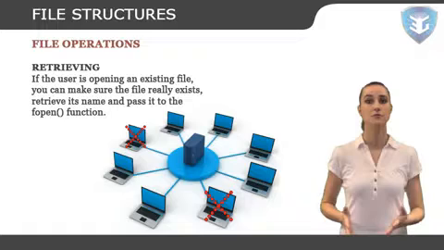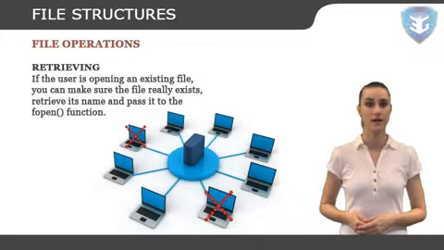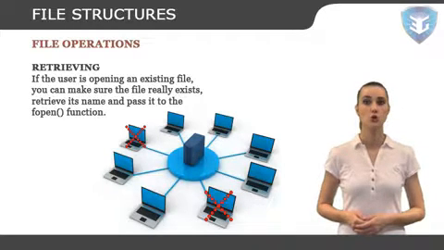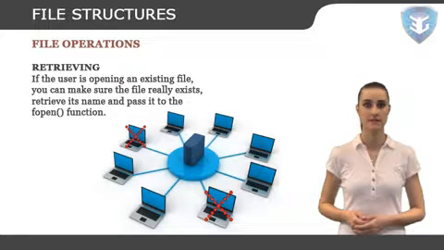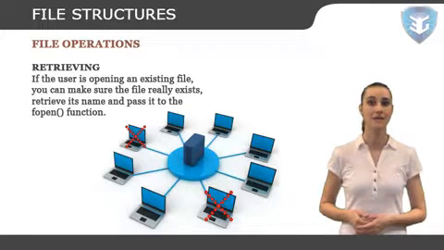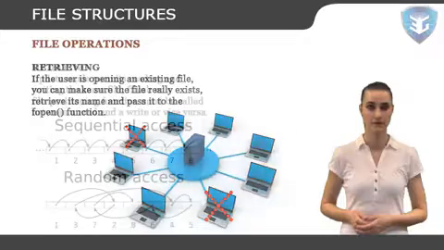Retrieving. If the user is creating or saving a new file, you can let him or her specify the name of the file, following the rules of the operating system. If the user is opening an existing file, you can make sure the file already exists, retrieve its name, and pass it to the fopen() function.